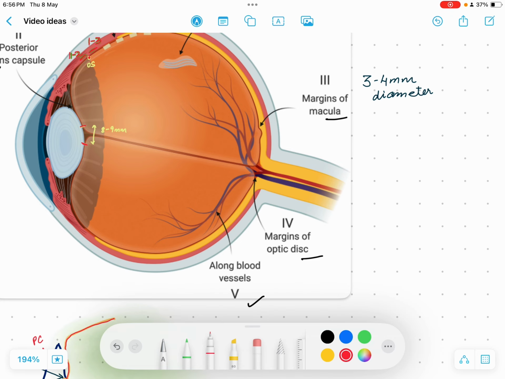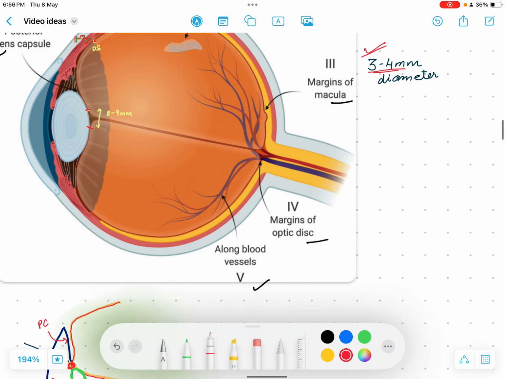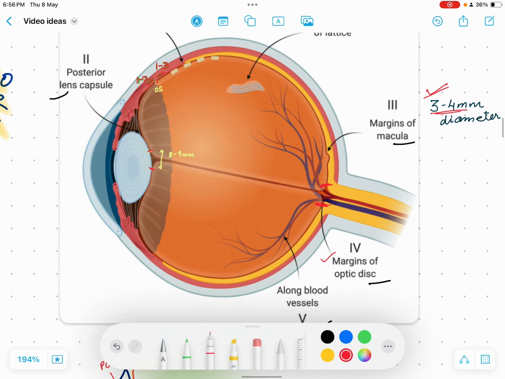Now, coming to the attachment along the margins of the macula. Along the margins of the macula, there is a circular attachment of the vitreous which forms a circle of 3 to 4 mm diameter. The fourth attachment is along the margins of the optic disc. The attachment along the posterior lens capsule and along the margins of the optic disc usually loosens up with age. So that is when we see a complete PVD or a circle of Weiss, right?